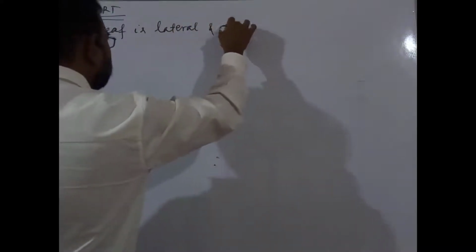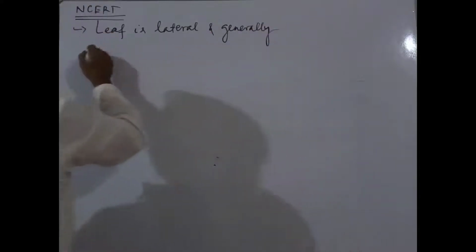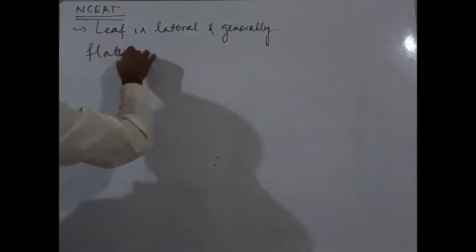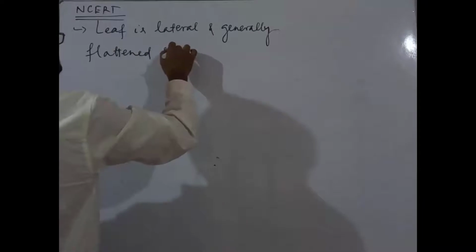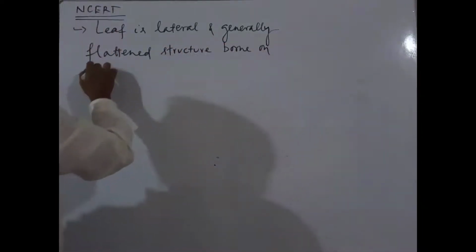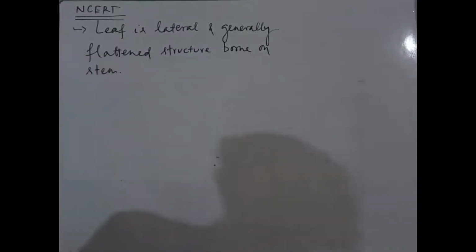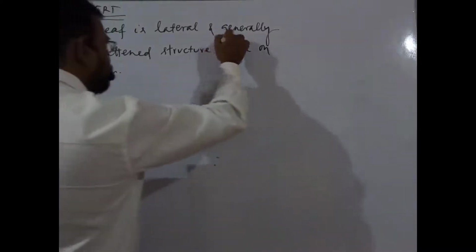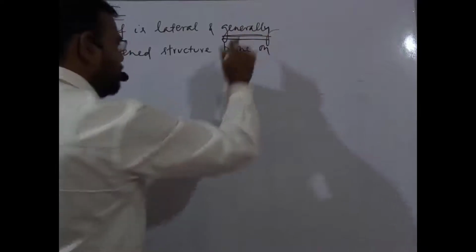Leaf is lateral and generally flattened structure. Borne on stem. Lateral and generally flattened. So generally flattened मतलब क्या? Mostly flattened. ये जनरल वर्ड को आप मार्क कीजिएगा.